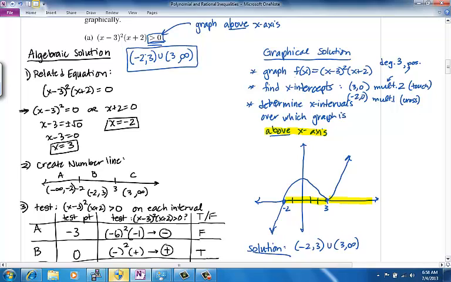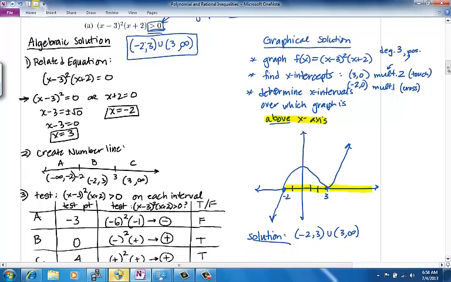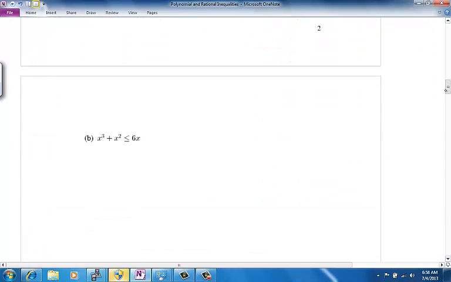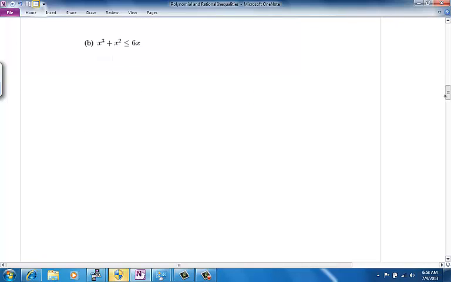So it seems like the graphical solution is probably a faster way to get to the answer. It's important to be able to take both approaches. Moving on to example 2, or letter B here. Again, first let's do an algebraic solution.